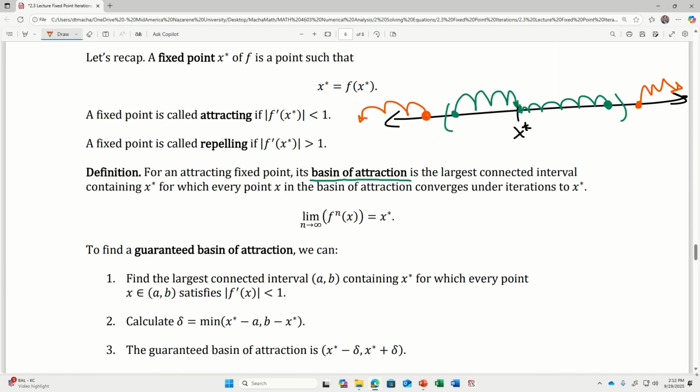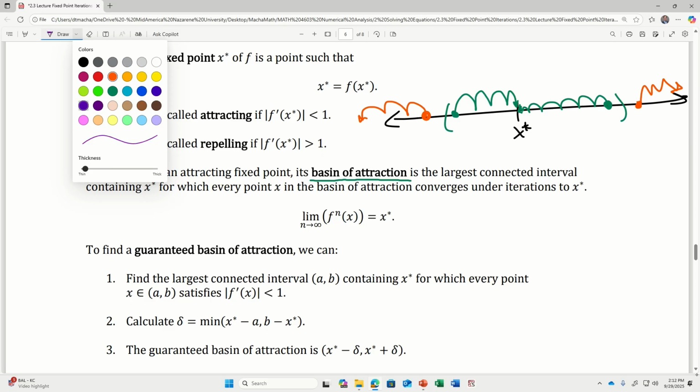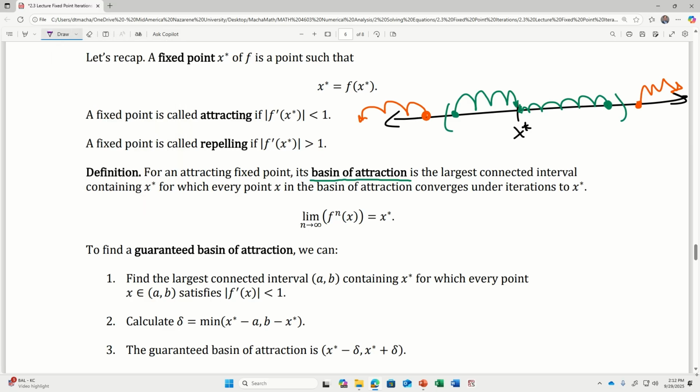So one thing you might be interested in as a mathematician is, how do I find a guaranteed basin of attraction? How can I guarantee that my fixed point iteration is going to converge? Well, we're going to find the largest connected interval, we'll call it A to B, that contains my fixed point, for which every point in this interval is going to have an absolute value of first derivative of f less than 1.